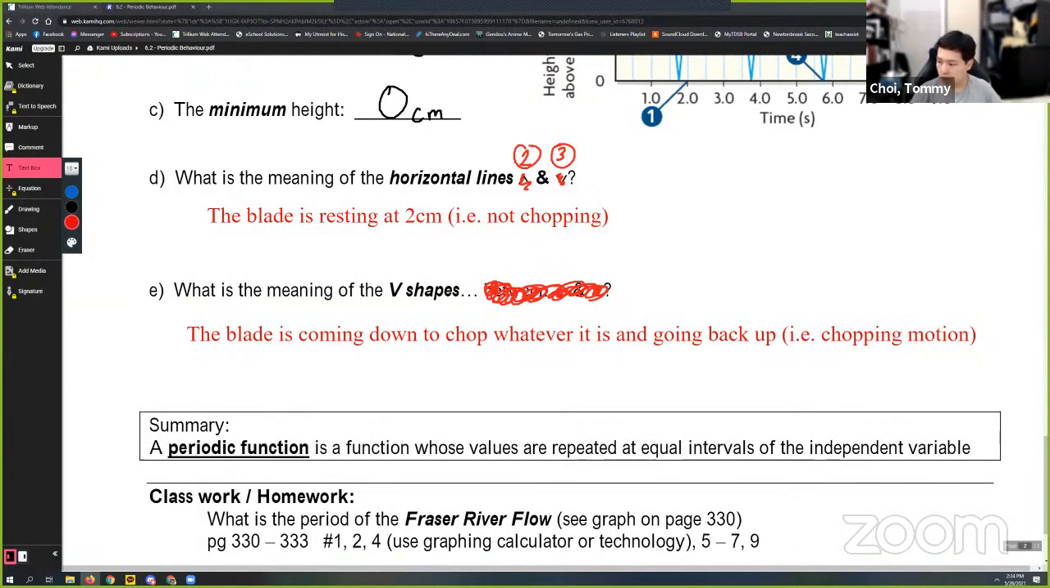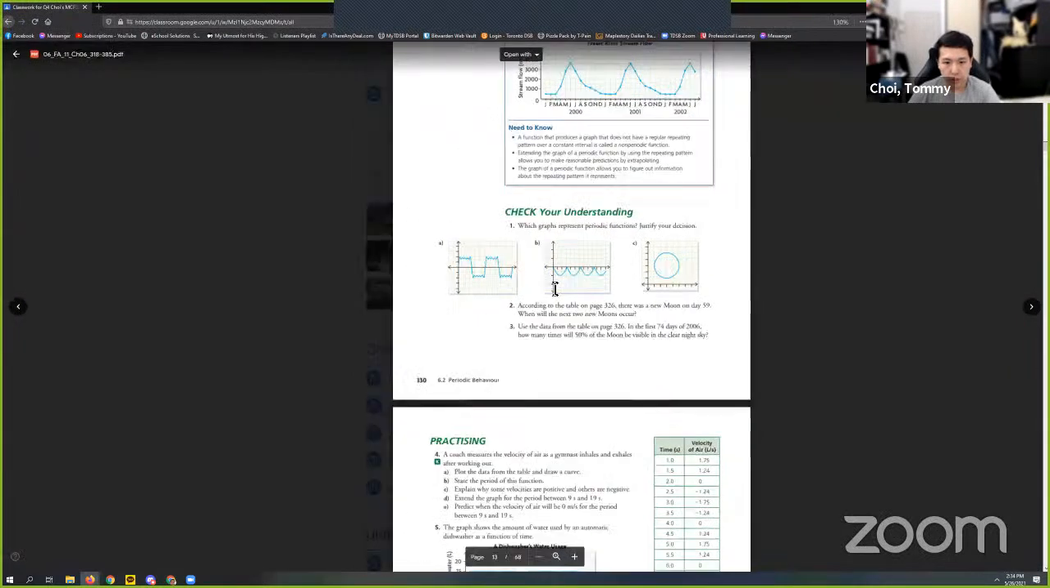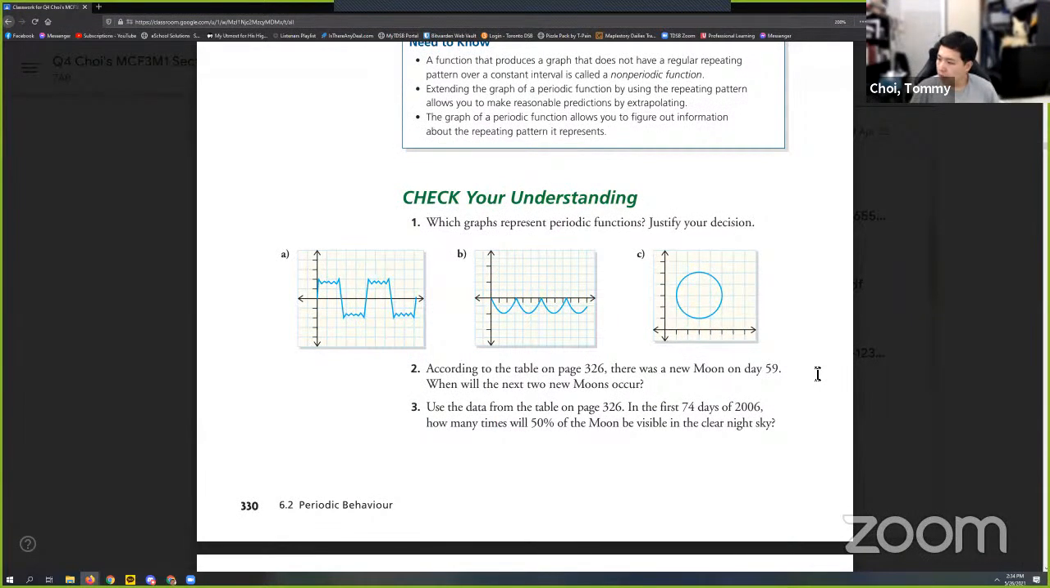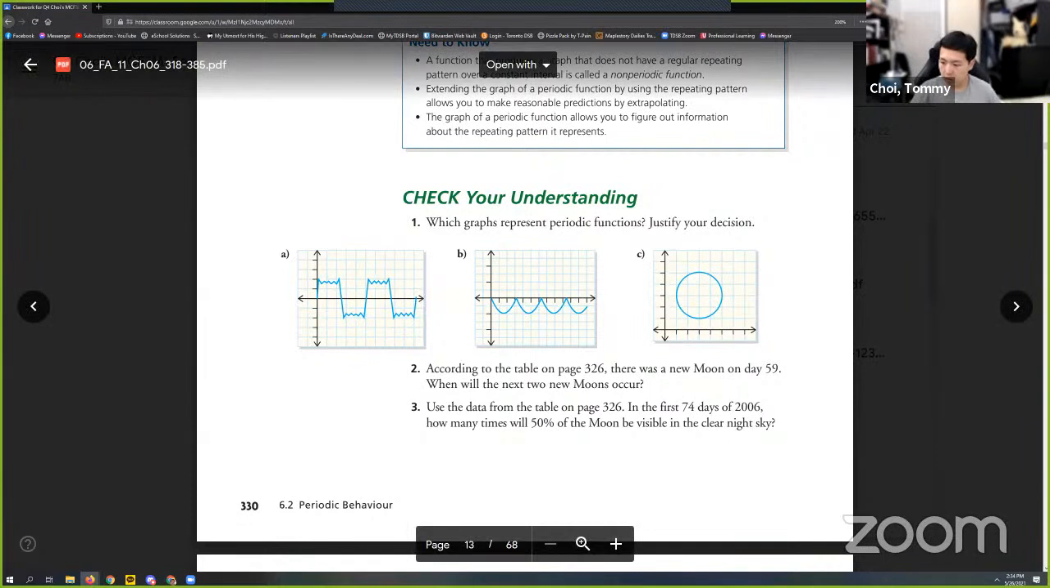So let's take a look at some of the questions here. Questions 1, 2, 5 to 7, and 9. Let's take a look at question 1 and 2 here, from your textbook. A, B, and C. Is A a periodic function? Yes or no? Don't say it out loud.